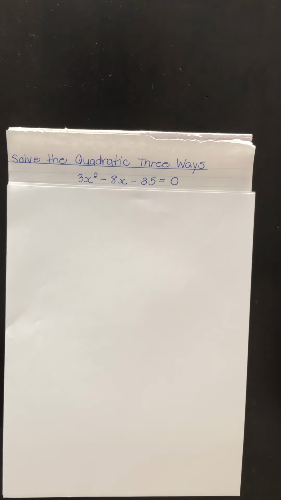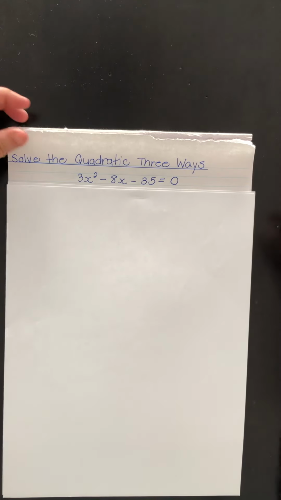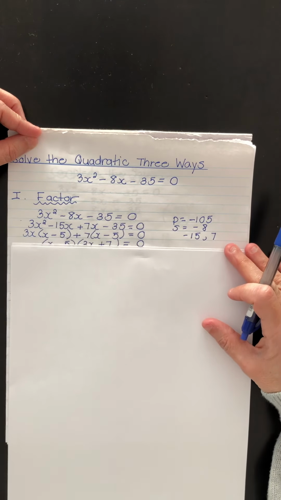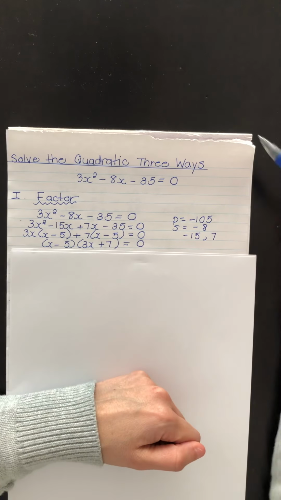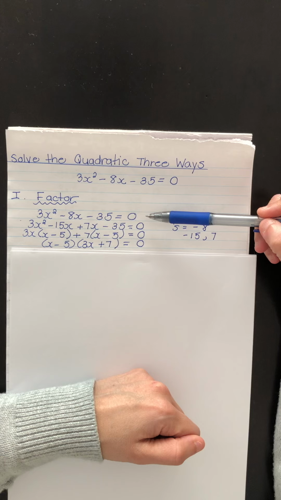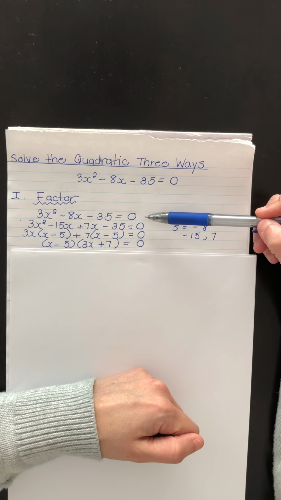Good morning, class. Today, we're going to review our three methods of solving quadratics by taking a complete quadratic and solving it all three ways. So we'll start with factoring, which was the first method that we learned. Okay. So here's our quadratic equation, 3x squared minus 8x minus 35 is 0.